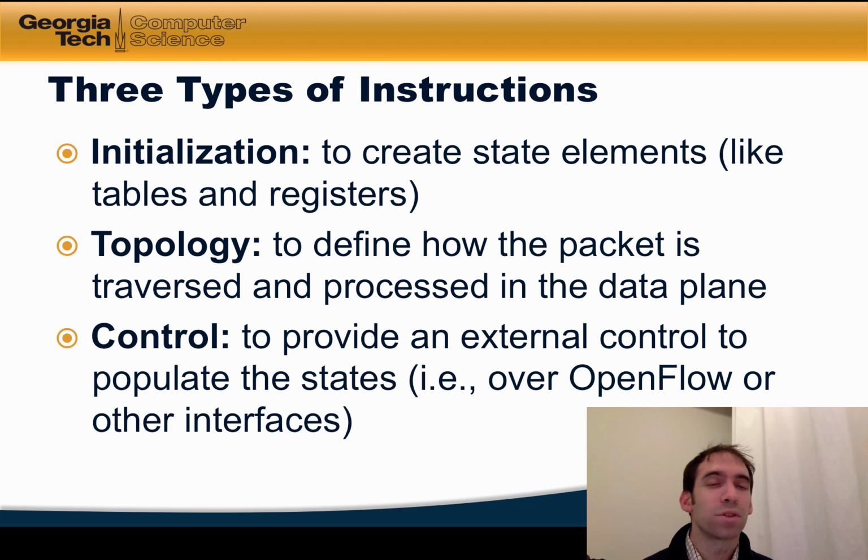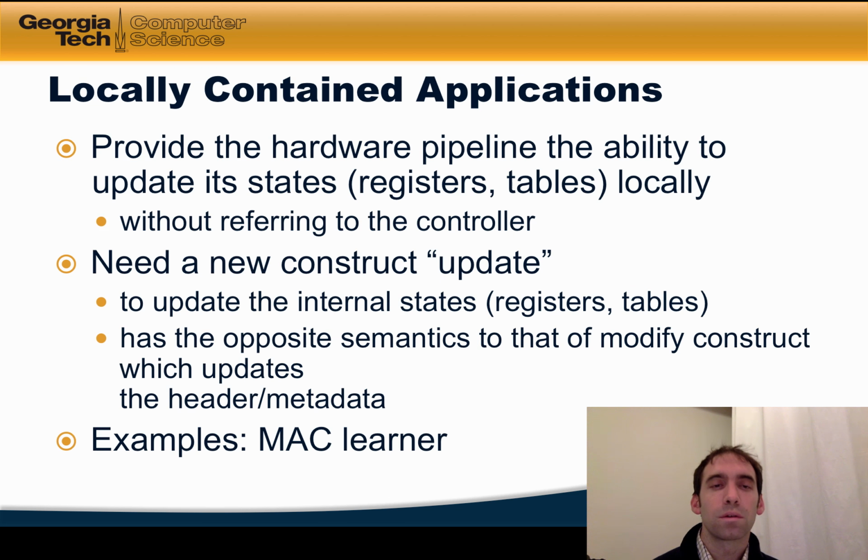NetASM has three types of instructions: initialization, which creates state elements such as tables and registers; topology instructions that define how a packet traverses and is processed in the data plane; and control instructions that allow external controllers to populate states using control protocols such as OpenFlow or other open interfaces.